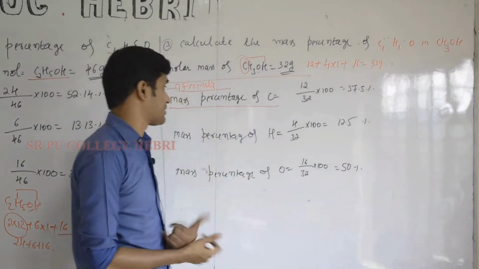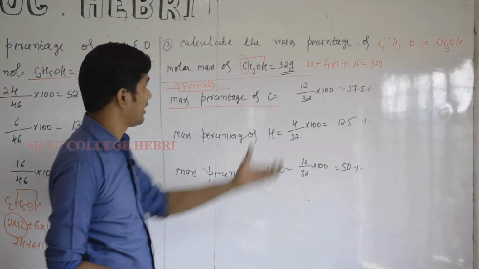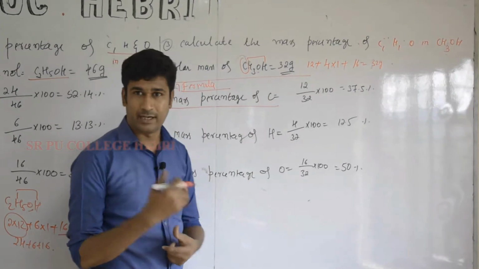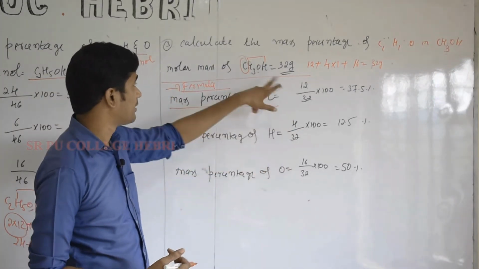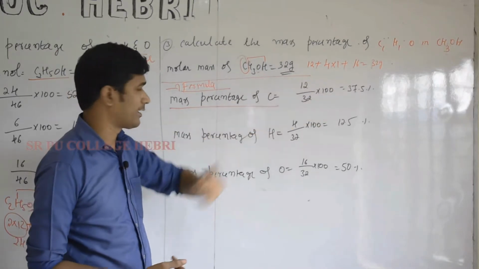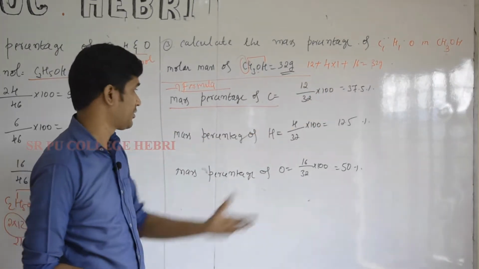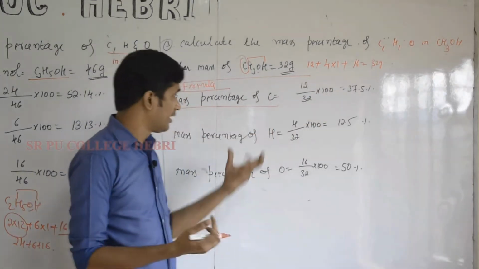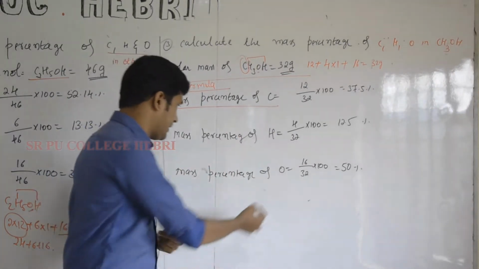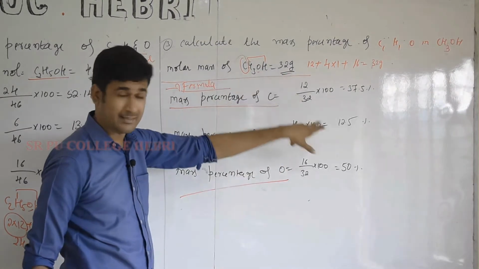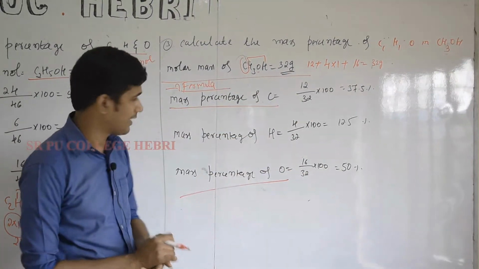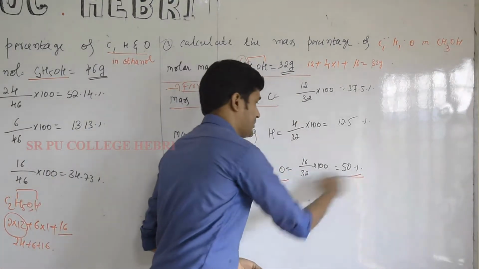Similarly, mass percentage of hydrogen, how do you find it? Mass of the element, mass of hydrogen. So how much is it? 4 divided by the molar mass 32, into 100, is 12.5 percent. You do the calculation; I have not done it here. Mass percentage of oxygen: mass of the element is 16, divided by 32 into 100. That's equal to 50%. Understood?